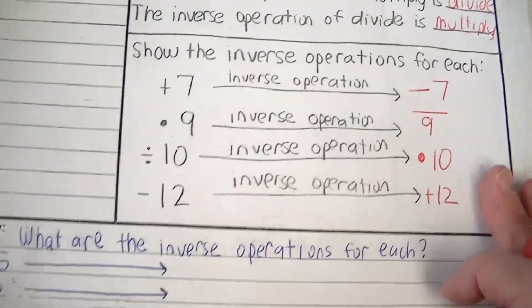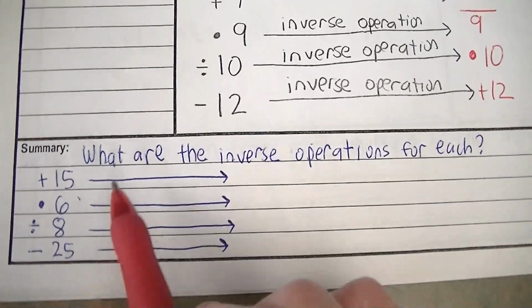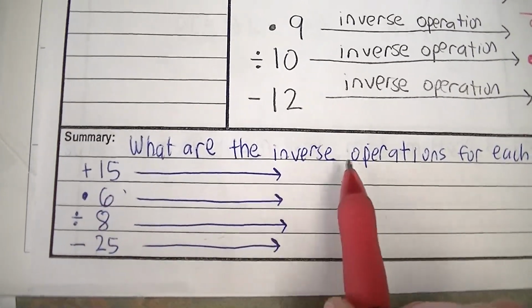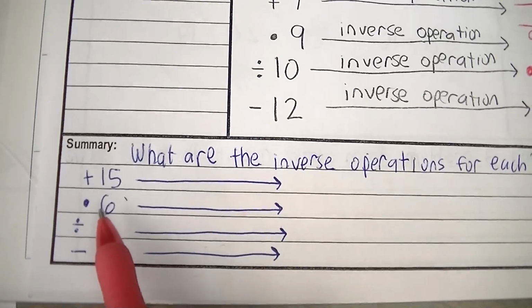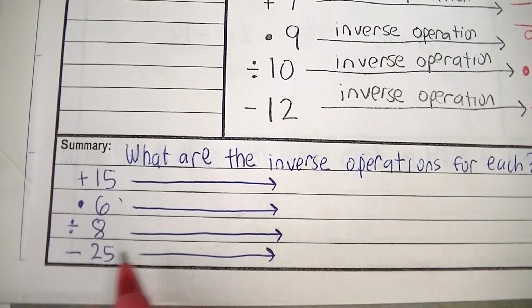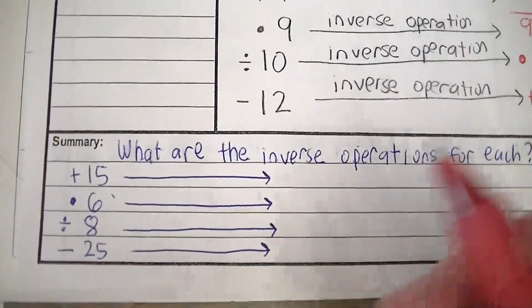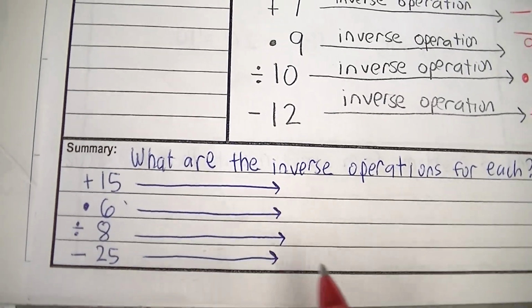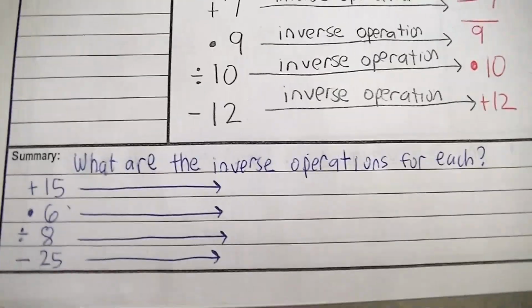All right, for this summary, this is what I want you to do. Write this down. It says, what are the inverse operations for each? So what's the opposite of plus 15? Write it right here. What's the opposite of times 6? Write it right here. What's the opposite or inverse operation of dividing by 6? Write it right there. What's the inverse operation of subtracting 25? And write it right there for your summary. Okay, flip it over, please.